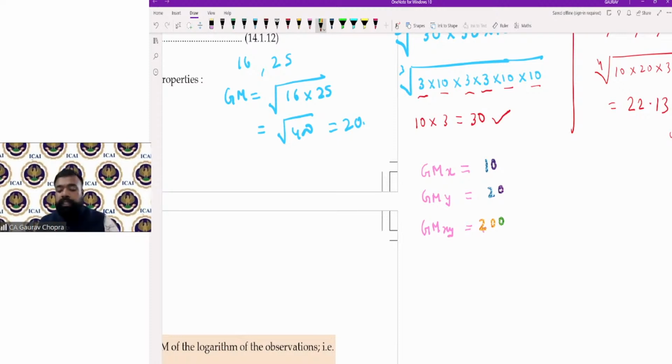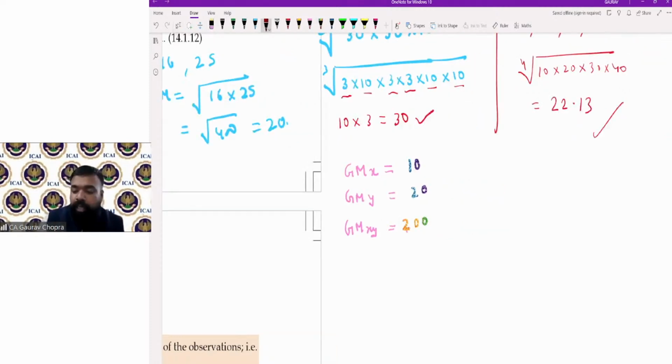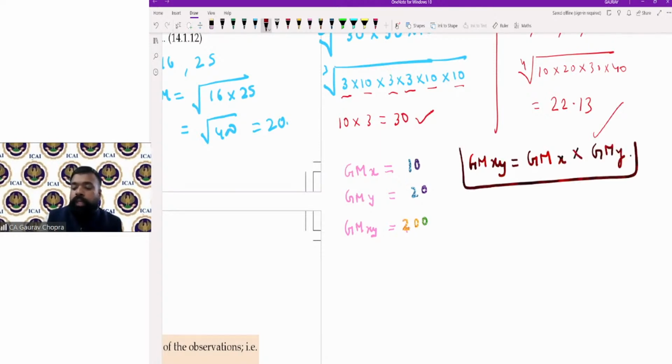So this is a basic property. You can write it down. GM of xy is equal to geometric mean of x multiplied by geometric mean of y. So in this way, you can directly answer. This is a property of geometric mean.